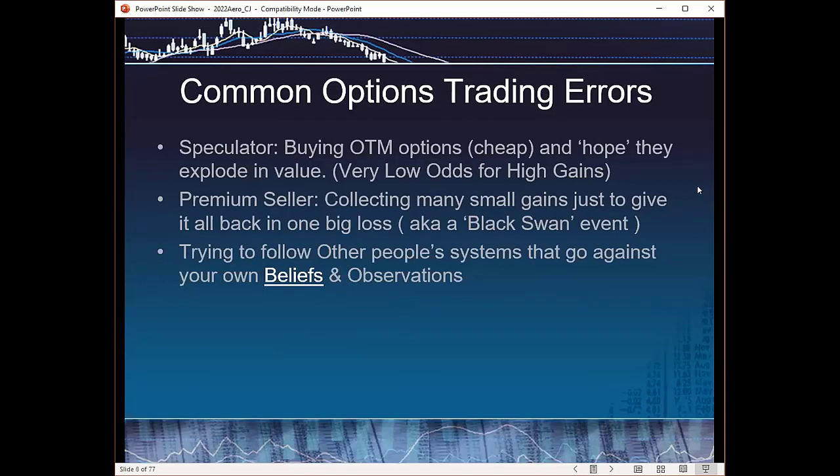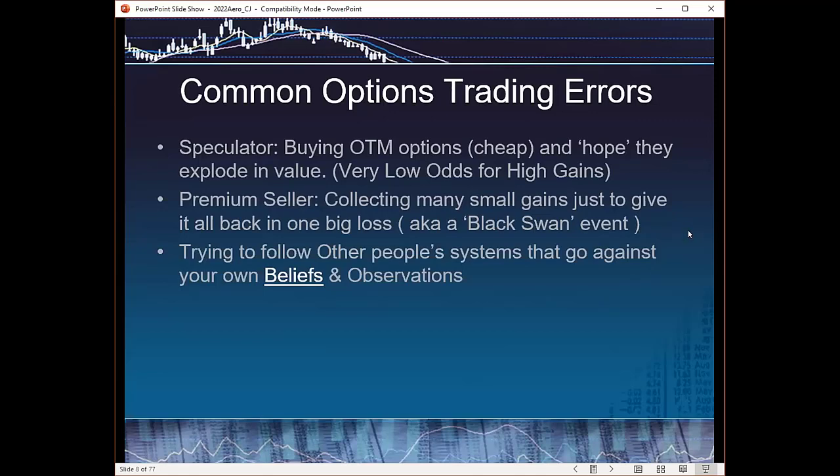buying out of the money options because they're cheap and then hoping they'll explode in value, because you have the potential for very high gains if you're right. But people don't usually realize that the odds of that happening are extremely low. So if you're buying out of the money options, you might only have one winner out of 10 or 20, and that one may or may not earn you enough to make up for all the losses.